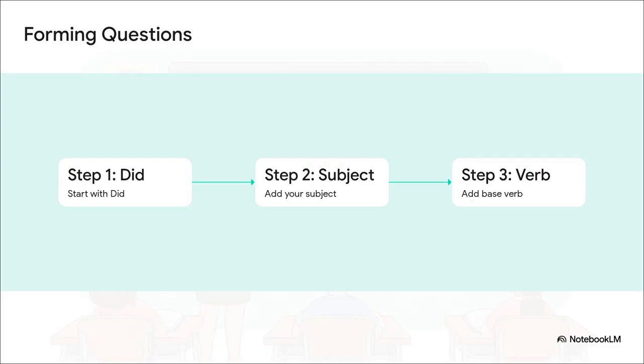Which brings us to a foolproof, 3-step mathematical formula for building perfect past tense questions every single time. Step 1, start with did, or a question word followed by did.